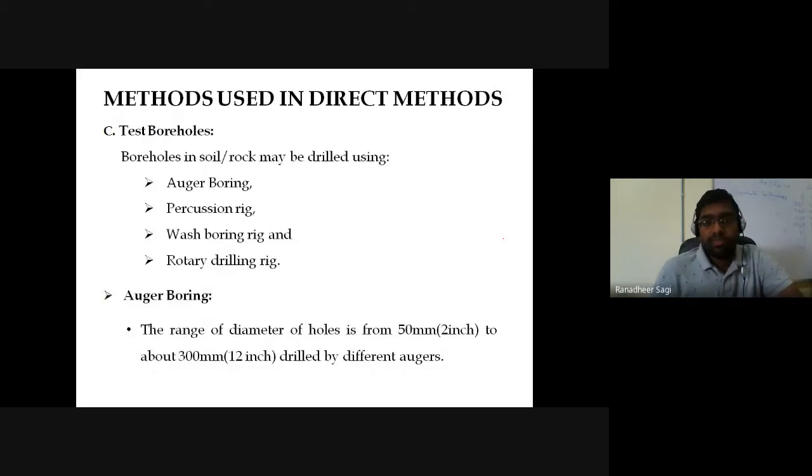In our previous class, we started talking about what soil exploration is, and we have understood the purpose of carrying out soil exploration, what the objectives are, and the different phases in which we carry out soil exploration. We started talking about the different methods by which we carry out soil exploration, broadly direct methods and indirect methods.